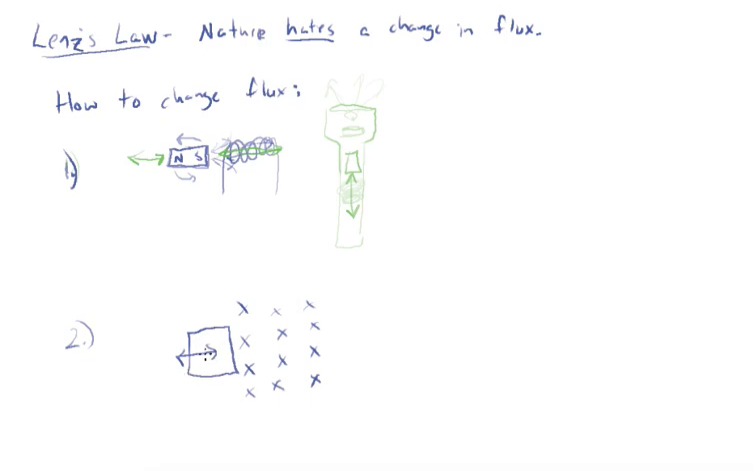When it's out here, there's no flux. You put it in there, and then suddenly, here's the loop inside there. Now it's got flux through it. There's a magnetic field pointing through it, perpendicular to it, and that's creating a change in flux.